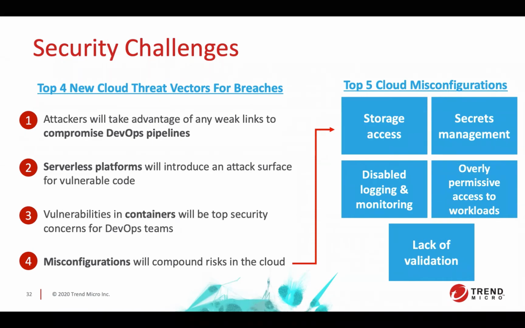When we talk about misconfigurations, there are five key areas. The most common are storage access, secret management, things being disabled around the monitoring side, and the lack of validation. So understanding, for example, where you may have an exposed S3 bucket out in AWS, or something that is not currently encrypted that probably should be encrypted, and things of that sort.